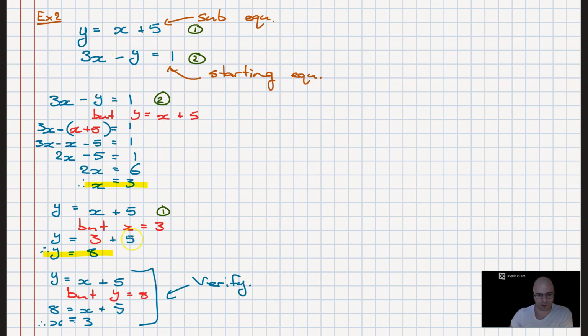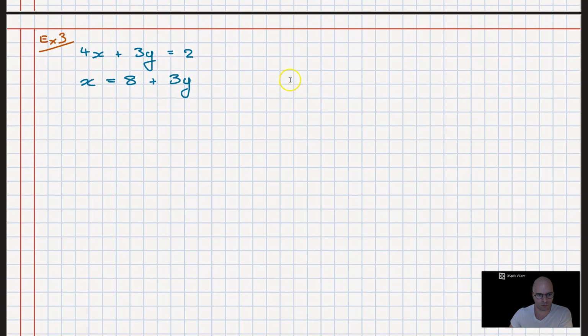So that's the first example of how we do substitution in a set or a system of equations with more than one variable in both of the equations. Now let's consolidate that knowledge and do one more. We'll go 4x plus 3y equals 2. And then our second equation, x equals 8 plus 3y. First thing I'm going to do is label both of these equations because it's really important to show the working out and show how it's all done in a readable way.